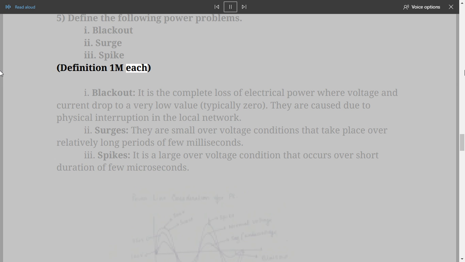1. Blackout. It is the complete loss of electrical power where voltage and current drop to a very low value, typically 0. They are caused due to physical interruption in the local network. 2. Surges. They are small over-voltage conditions that take place over relatively long periods of a few milliseconds. 3. Spikes. It is a large over-voltage condition that occurs over a short duration of a few microseconds.